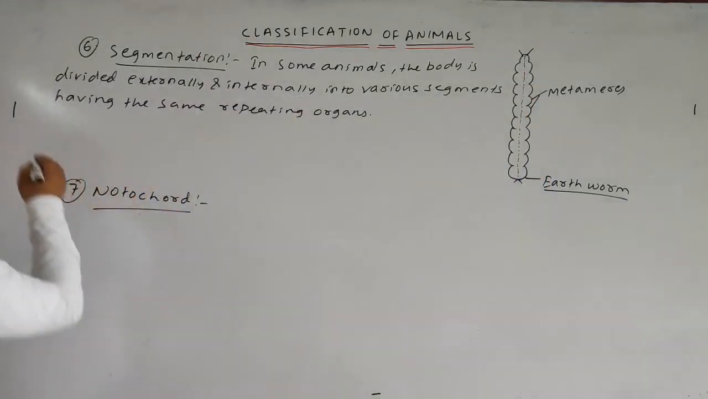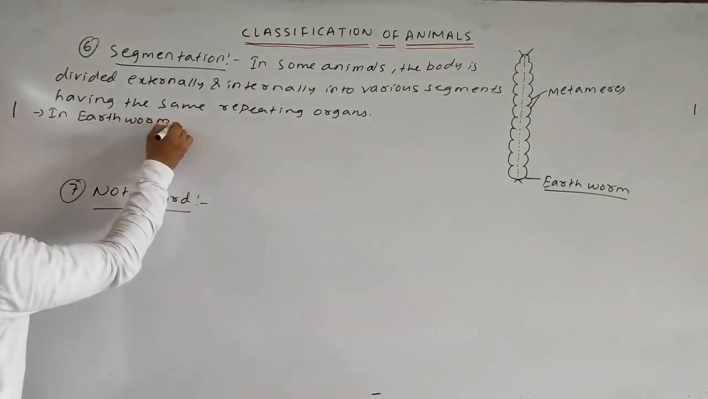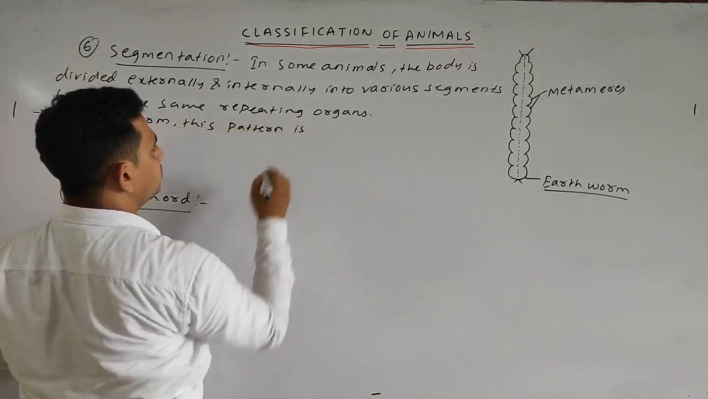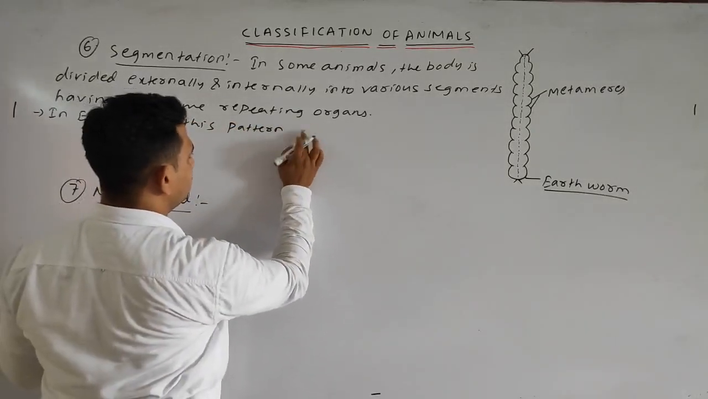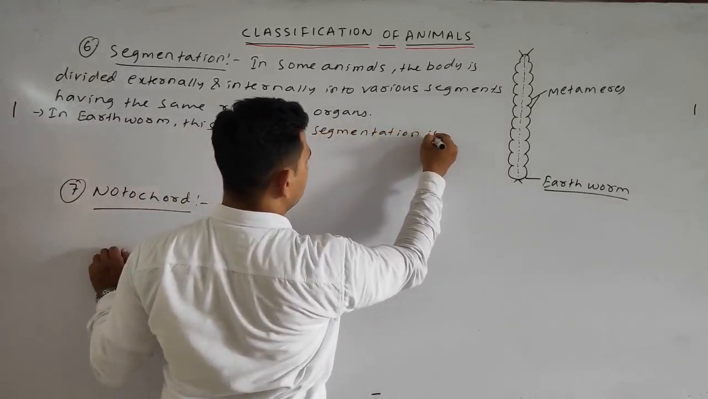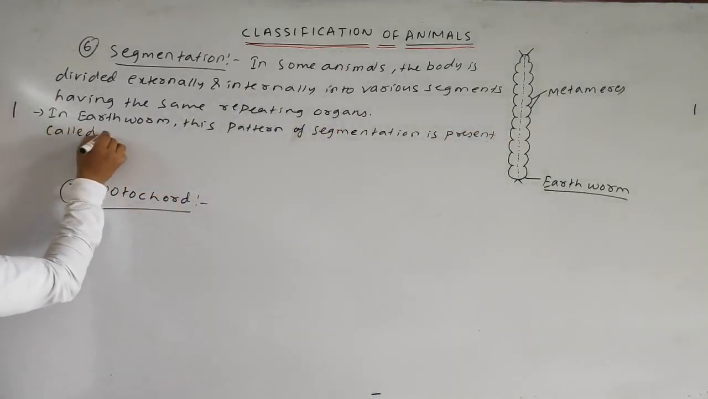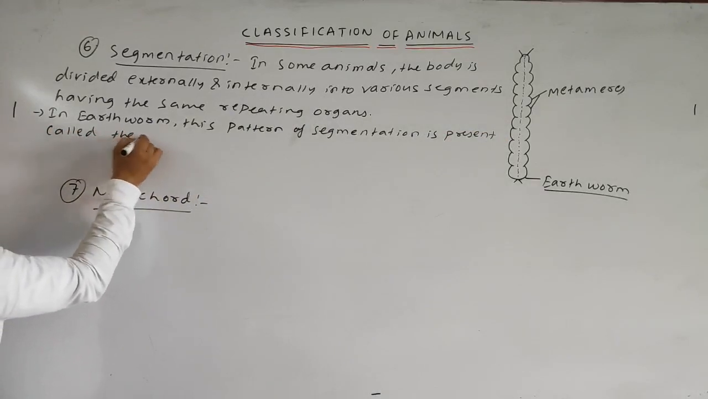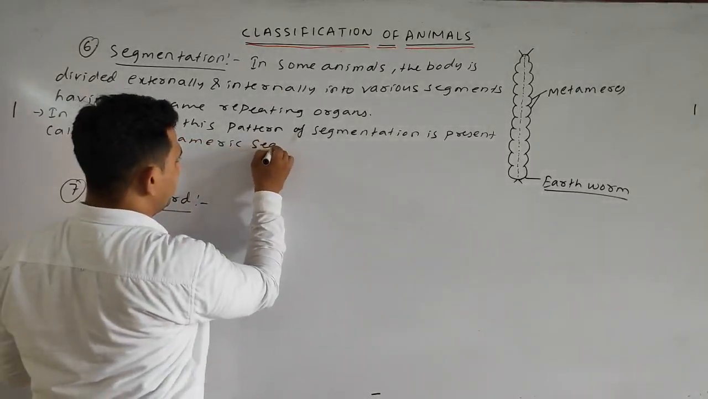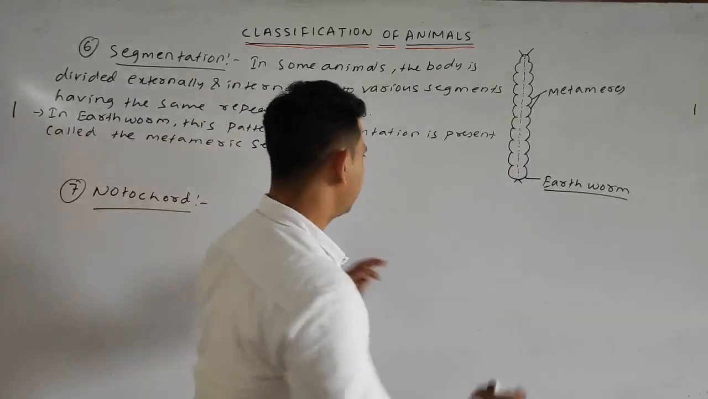So we can write, in earthworm this pattern of segmentation is present, called the metameric segmentation. Obviously, the phenomenon is known as metamerism.